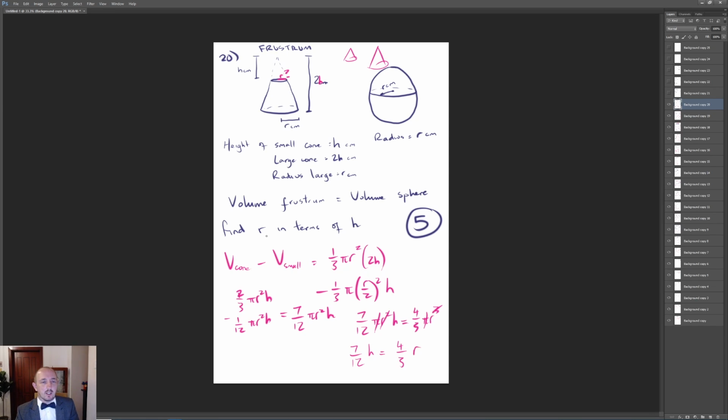It says we want r in terms of h, so I'm going to times both sides by 3 to get rid of that, and then divide by 4, so put that under here, and I get r equals 21h over 4 times 12, and this cancels to 7h over 16. So r is 7h over 16.